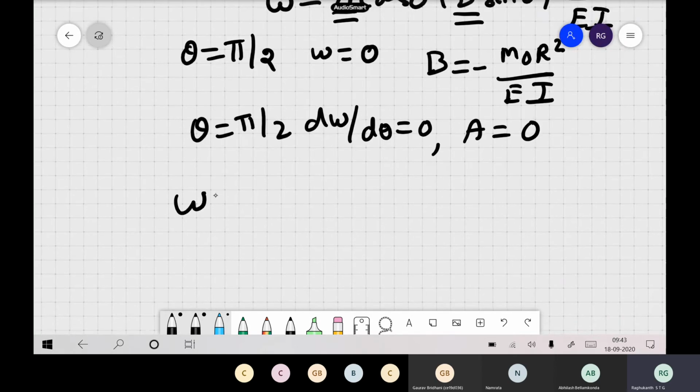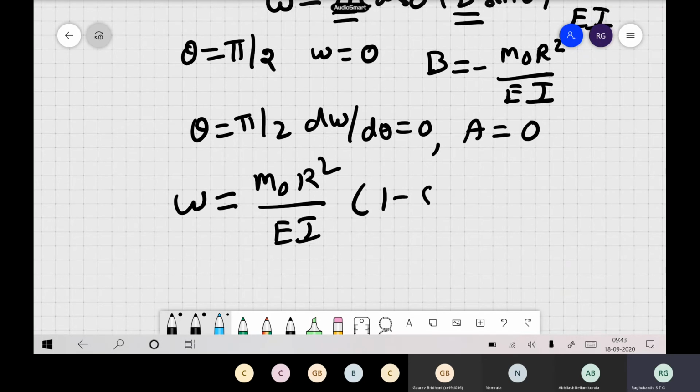So now the deflection for an arch is M0 R² by EI times (1 minus sin θ). So this is the radial deflection for an arch. So where will be the maximum deflection?